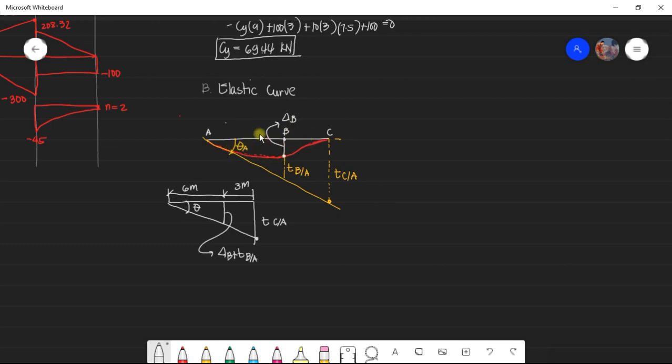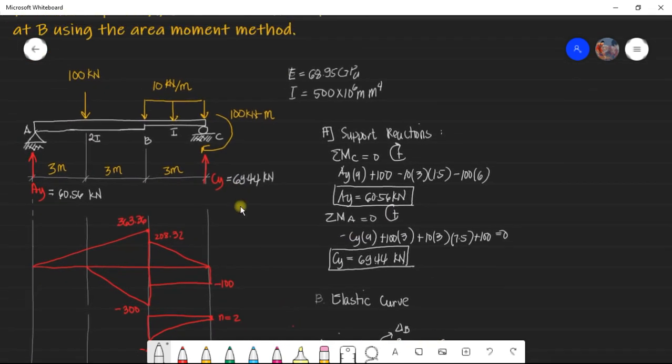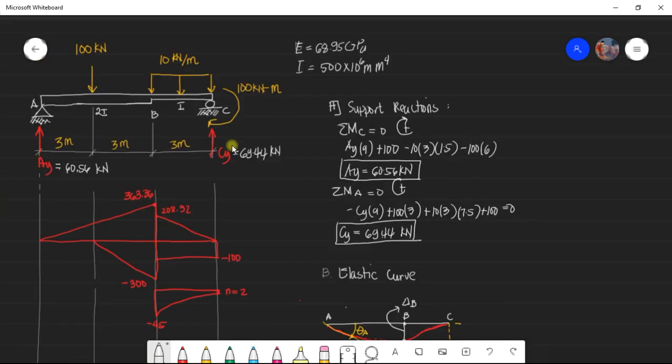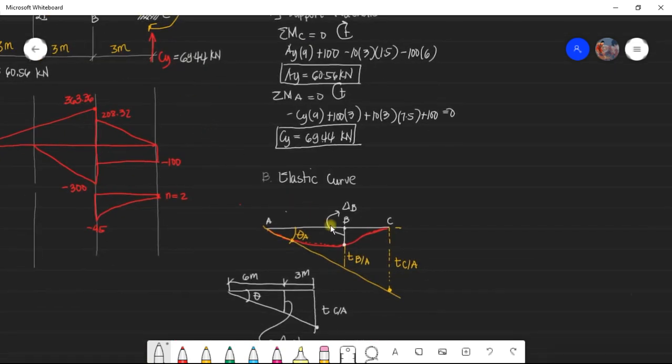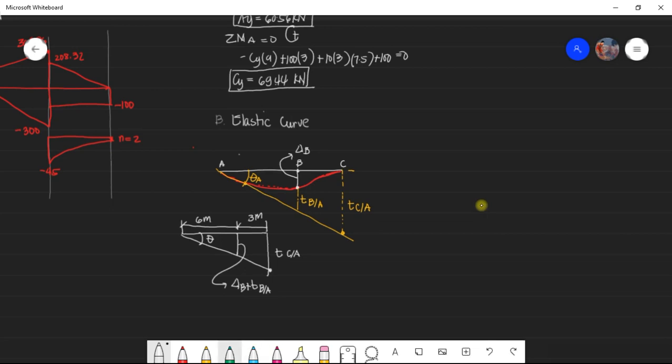Dito pa lang, meron na tayong dalawang pwedeng makuha. Slope at A and deflection at B. Hindi naman natin tinatanong yung slope sa B. O yun, hinahanap pa rin yung slope sa B. So, dito pa lang, pwede na tayong mag-solve naman. So, again, sa B naman, magdo-draw ako ng tangent line sa B.